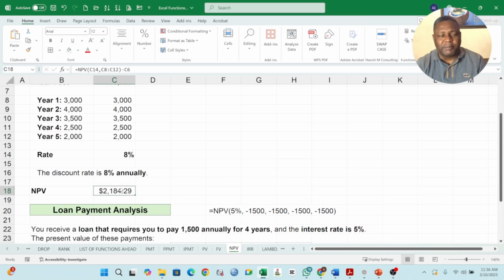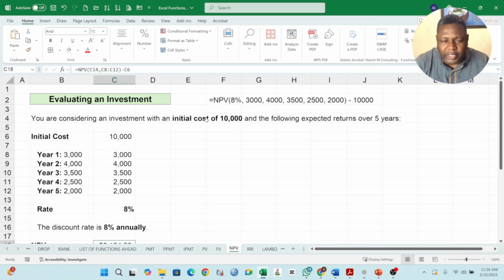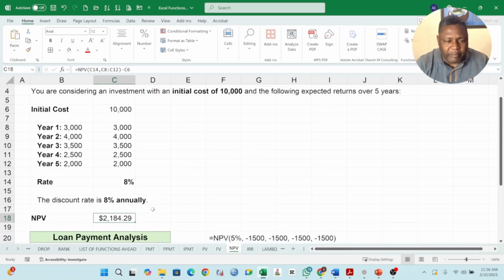Then you press enter. So what this investment is telling you is that your net present value after all this investment is going to be this. So this investment is profitable. It means you can venture into it because you have a positive return, okay?